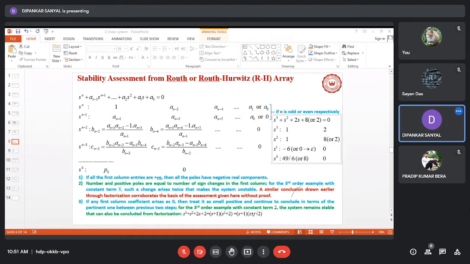So again I am wrong here. It should be minus 6 into 8 divided by minus 6, so it will return 8. And when it is epsilon, it will be epsilon into 8 divided by epsilon. Again, we will get back the same 8.